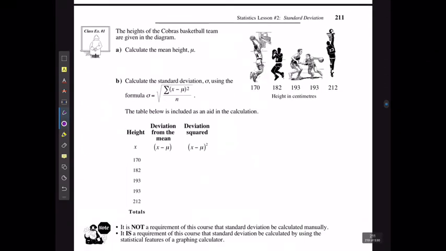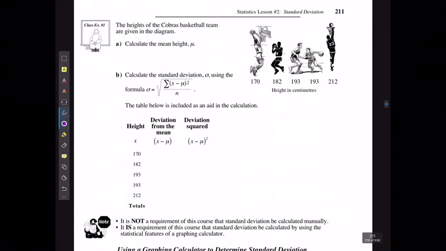So this looks more complicated than what it actually is. Let's take a look at how this works in practice. So first, I'm going to calculate the average height in these cases. I'm going to say that mu is going to equal 170 plus 182 plus 193 plus 193 plus 212, divided by the 5 pieces of data that we have. Mu equals 190.